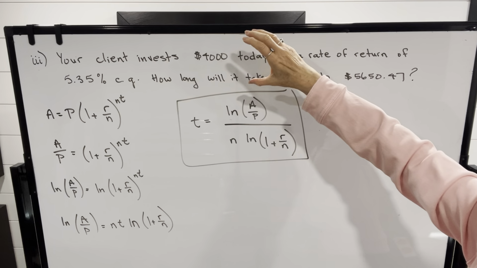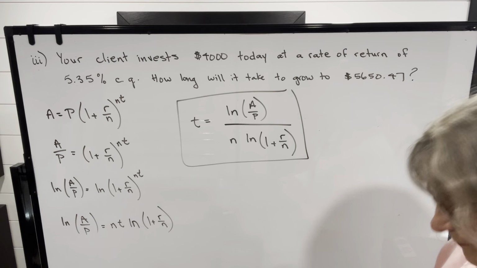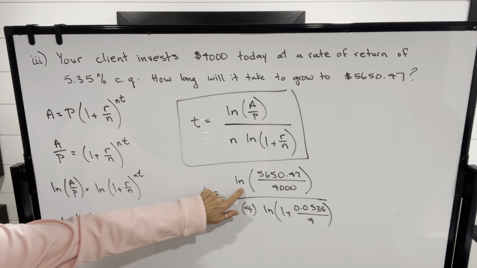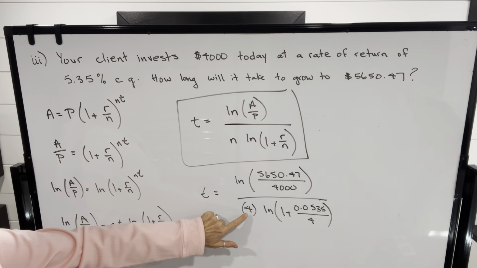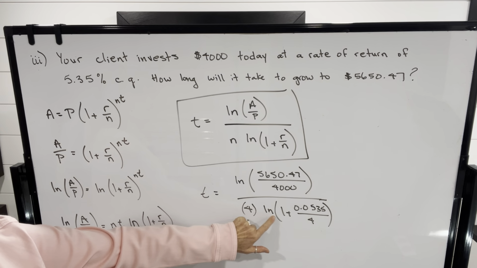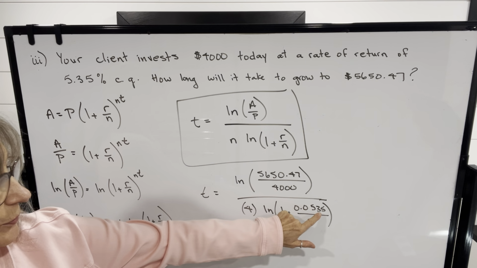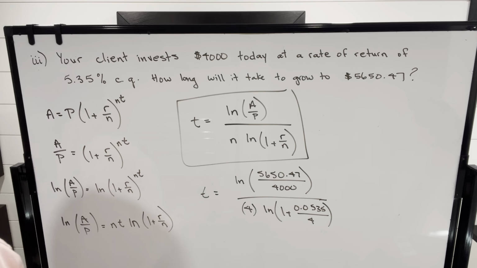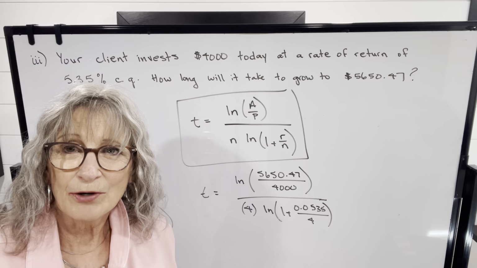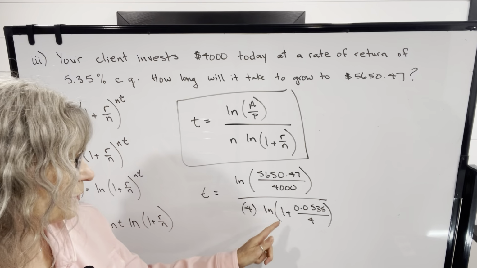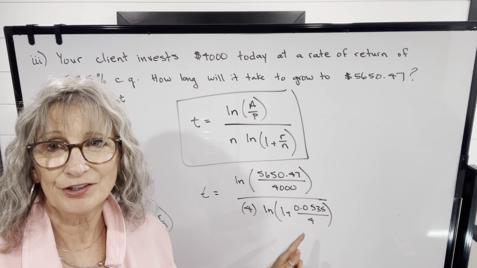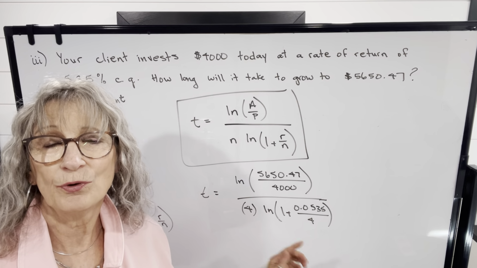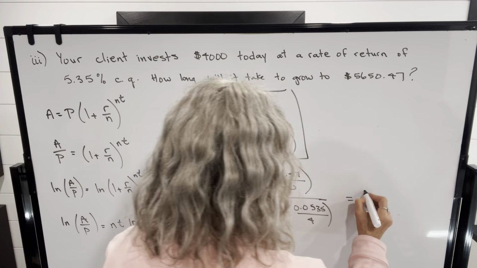Let's now take this question and plug into our formula. So t will equal the natural log of A over P divided by 4 times the natural log of 1 plus 0.0535 divided by 4. In order to avoid rounding errors, I would suggest that you first of all find this value and store it in a memory on your calculator, and then recall that value when you're typing everything in.